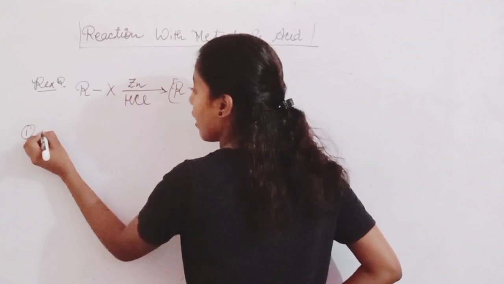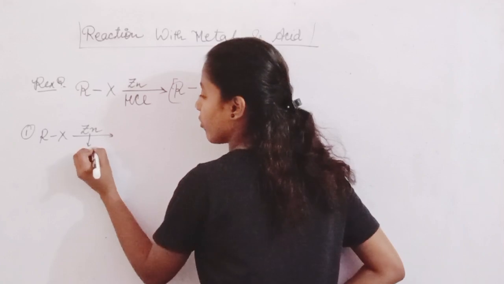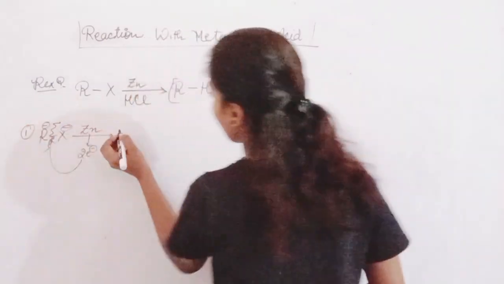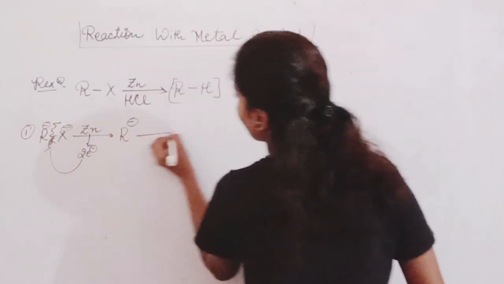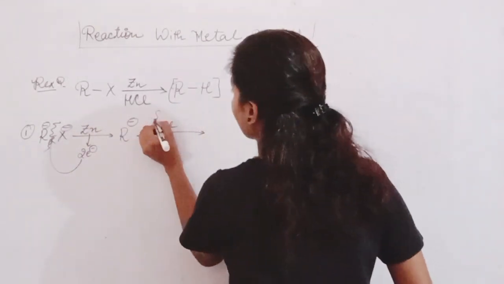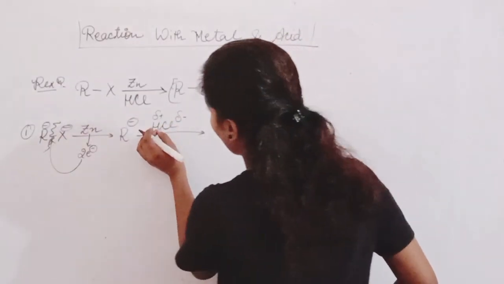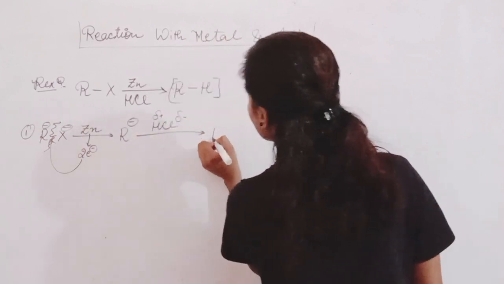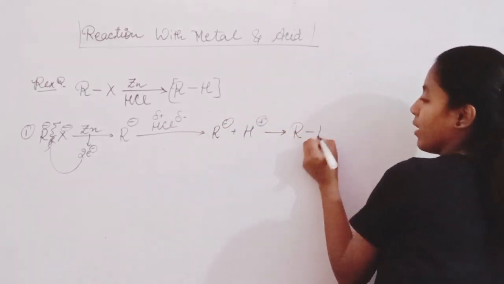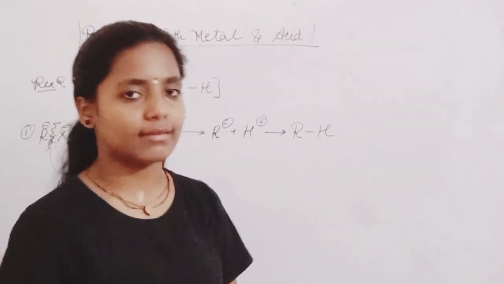First of all, R X reacts with Zn. Zn itself has 2 electrons, which will come and react on this particular bond, breaking this bond and giving R negative. But again it takes place with HCl. HCl has H delta plus and Cl delta minus. Now this particular H will react with R minus and create R bond H. I hope this particular mechanism of reaction with metal and acid is clear to you.